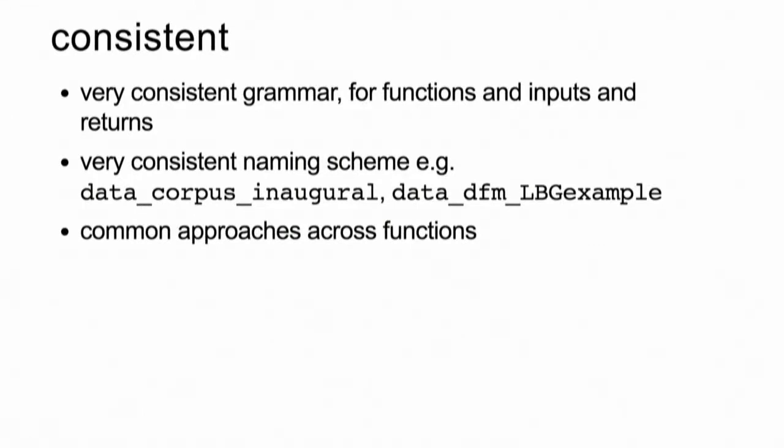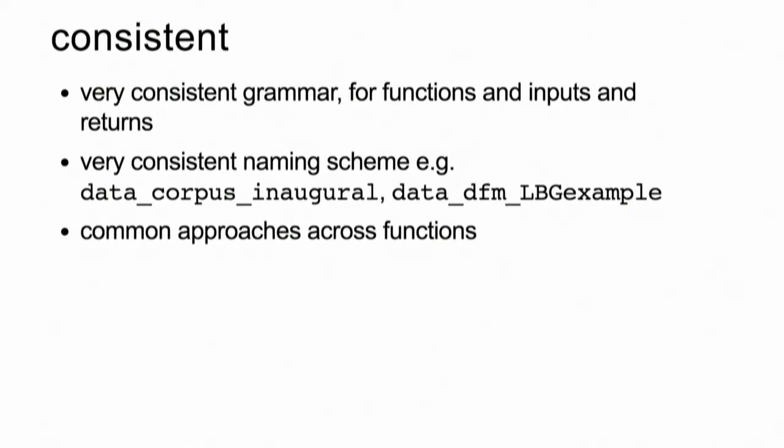We wanted it to be consistent. So the grammar is very consistent. Even though we try to make conformity for some things with the R grammar, which is inconsistent, we chose an anally retentive naming scheme. Like all the data objects start with data underscore. The next word between underscores is the class of the object, and the word after that is descriptive. So we have things like data underscore corpus underscore inaugural, but with this finger here, you never have to type the whole thing out. You just hit tab, right, and it auto-completes.